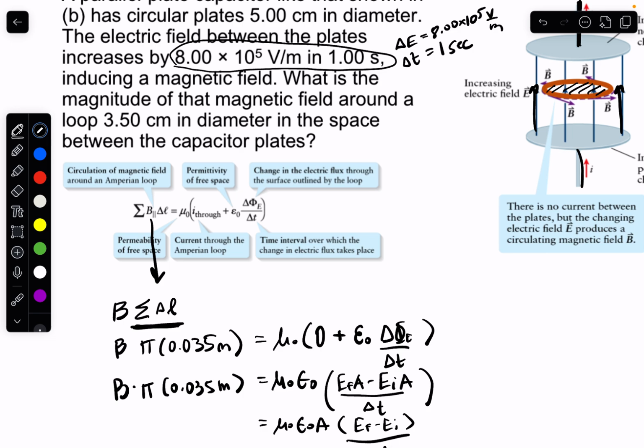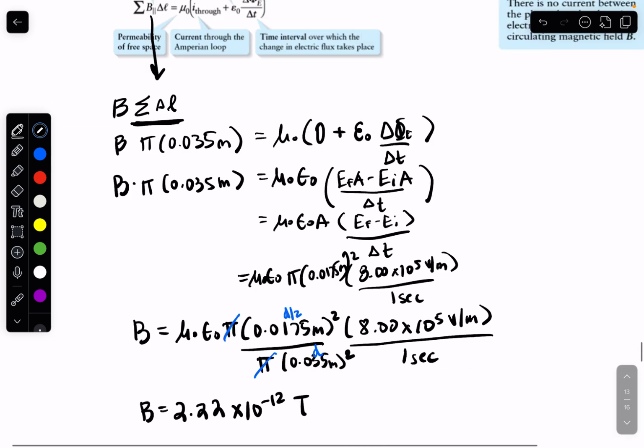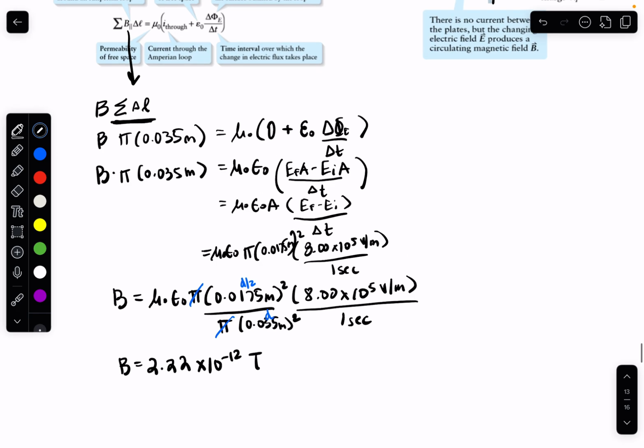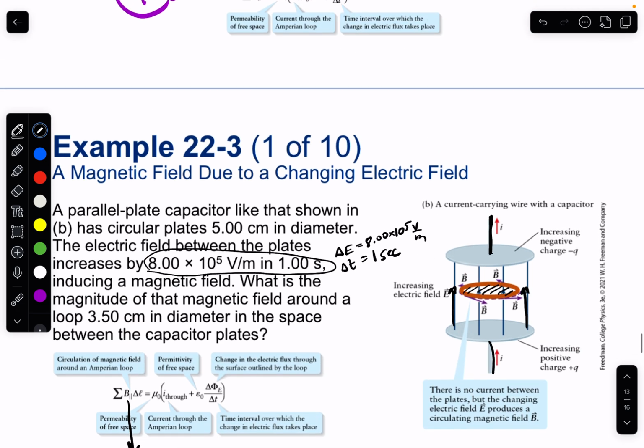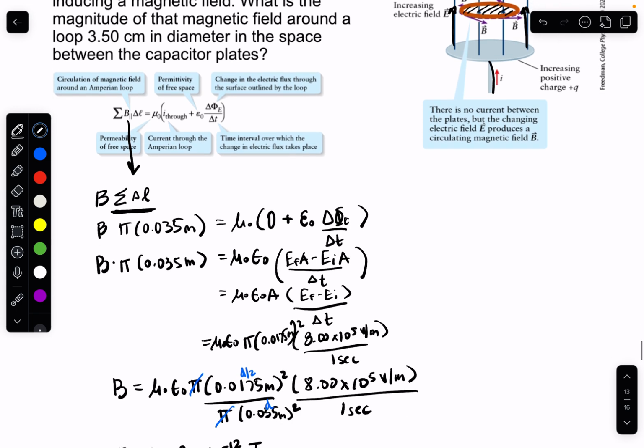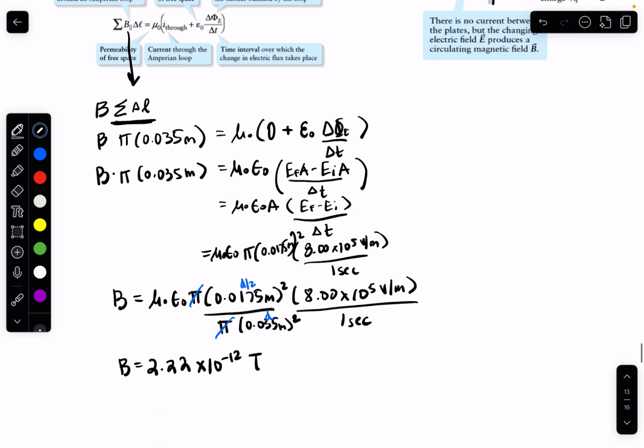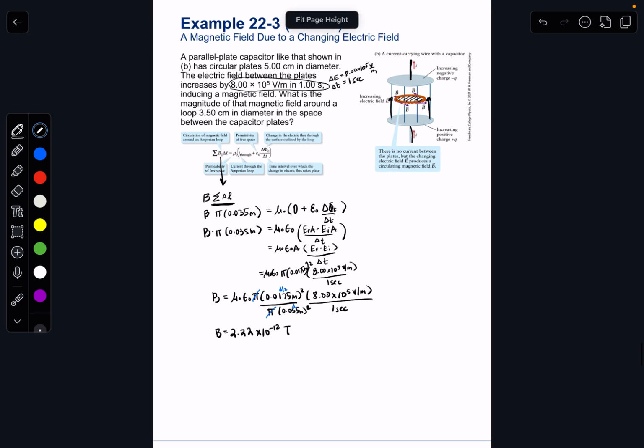Go over these examples, 22.3 and 22.2. And then there's, I believe, a homework problem similar to these two. These are very good examples, okay? If I were to test on manipulating Maxwell's laws, this is the type of question that I would ask.